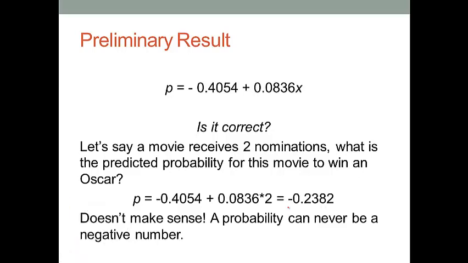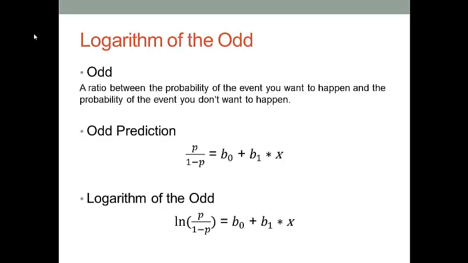The probability according to our current model is negative 0.23, or if you round the number, negative 0.24. It doesn't make sense at all, because the probability can only be a value between 0 and 1, including 0 and 1. It could be 0.12, it could be 0.33, but a probability can never be a negative value. So what should we do?